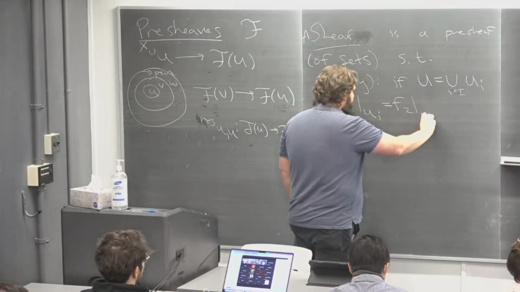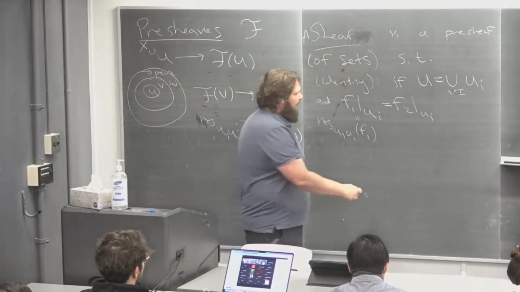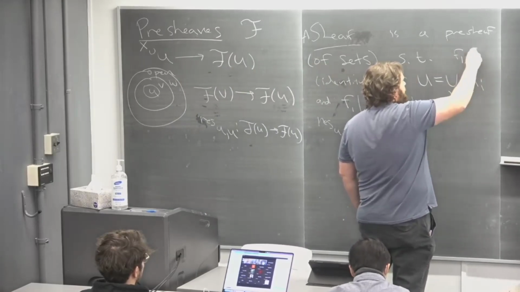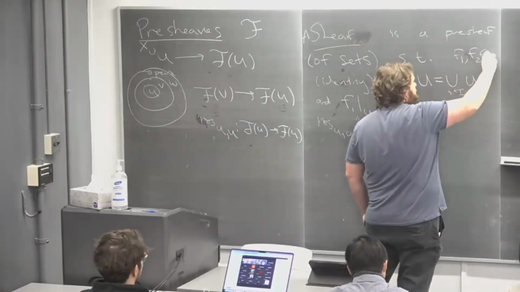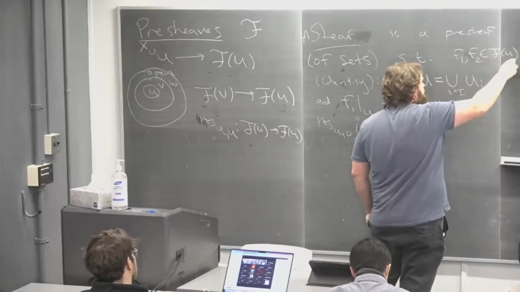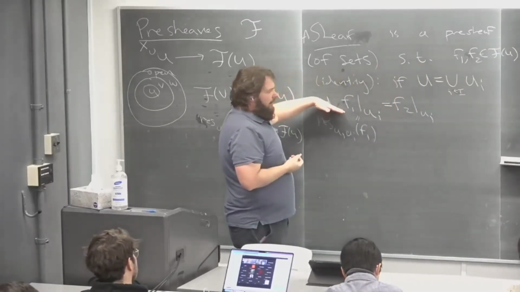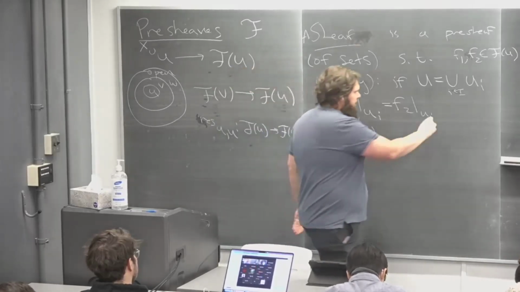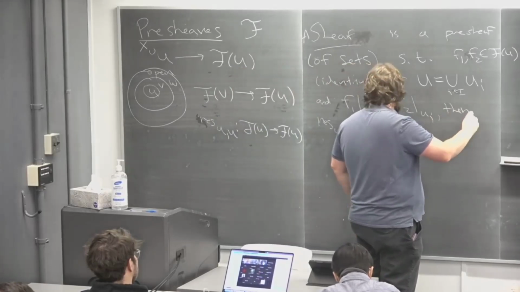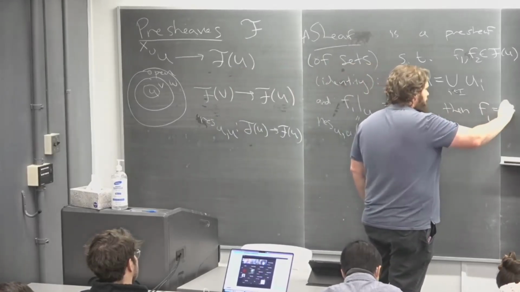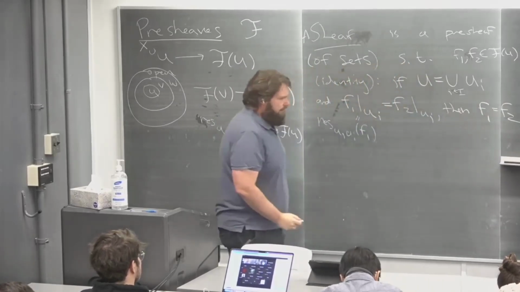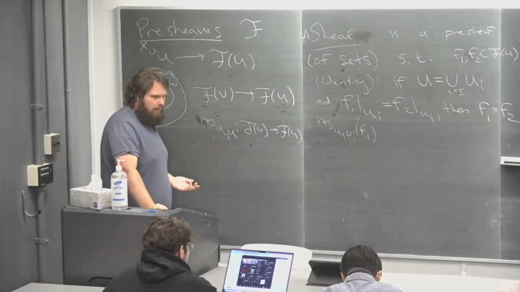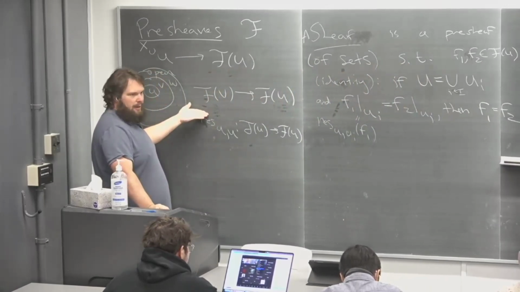So I have an open cover, and I have 2 sections on the union. And on every open set of this open cover, they're the same. Then F1 equals F2. Okay, so this is a very, very natural thing to ask for, but it's not in the definition of pre-sheaf.